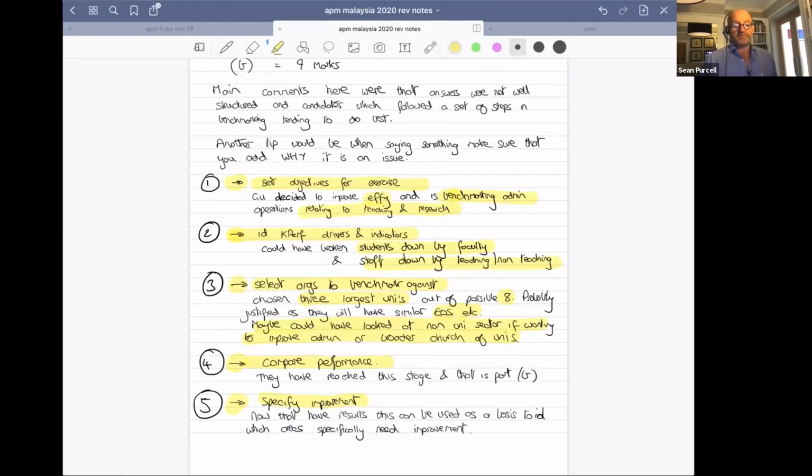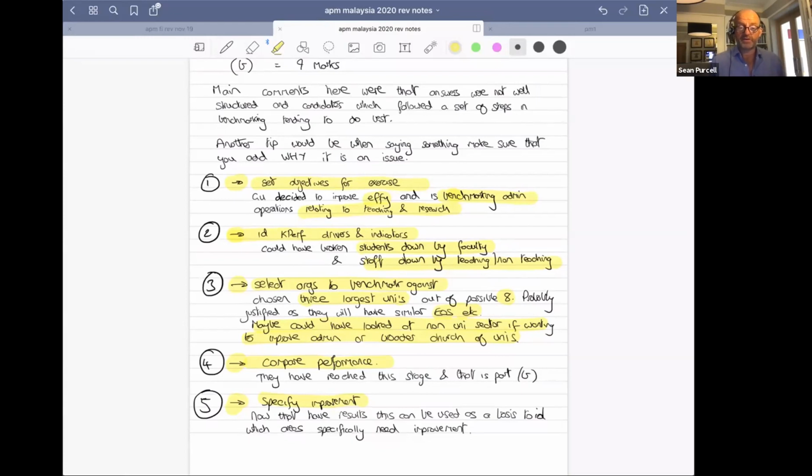And yes, they did set objectives. They wanted to improve efficiency. Have they identified key performance indicators? They have, but I could have broken it down a bit more, maybe by faculty, maybe staff down by teaching and non-teaching. Have they selected who to benchmark against? Yeah, they have. They've got the 3 largest ones. There are 8 universities. I think that's pretty good.